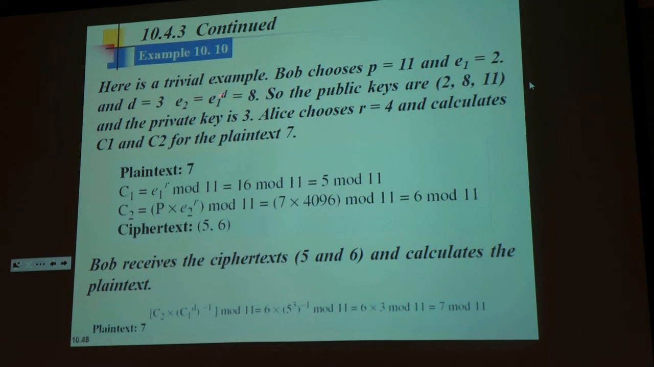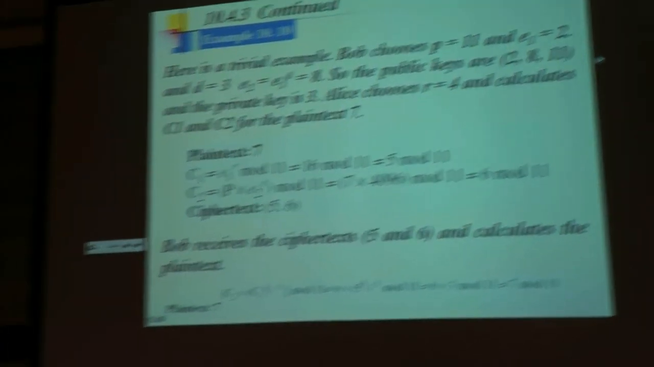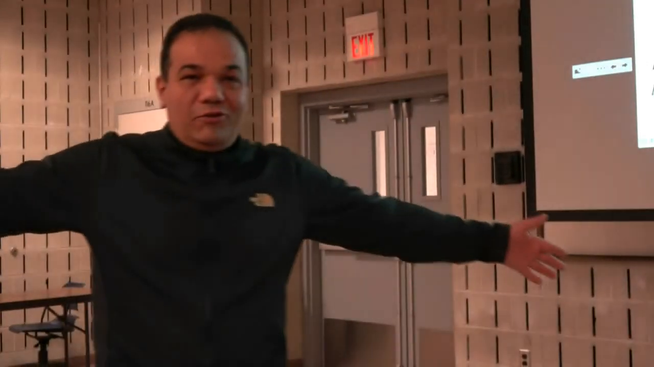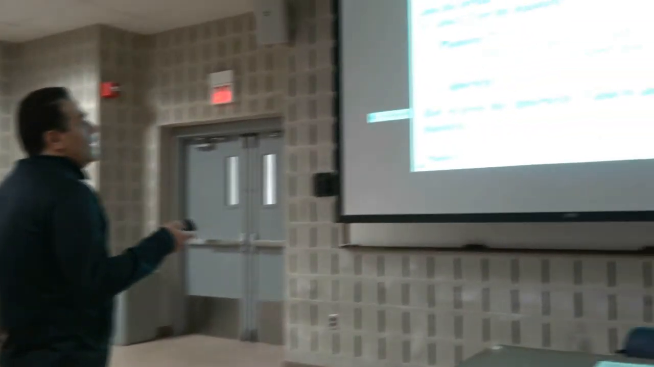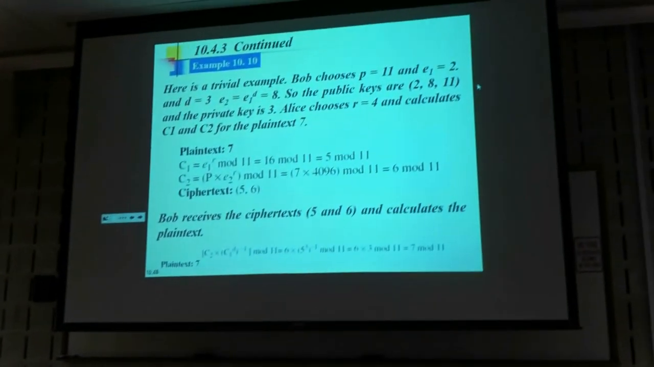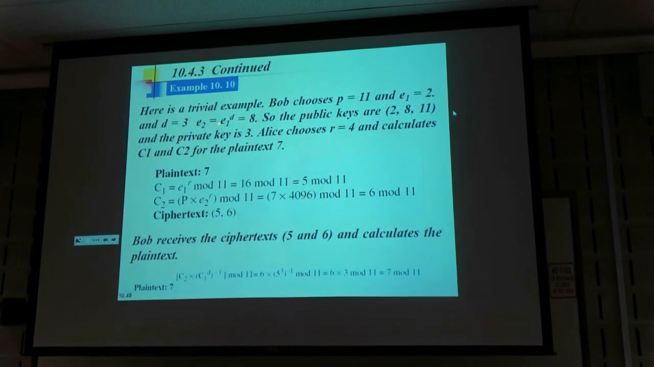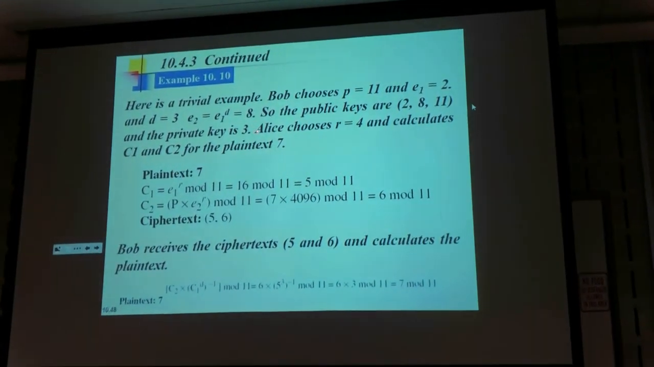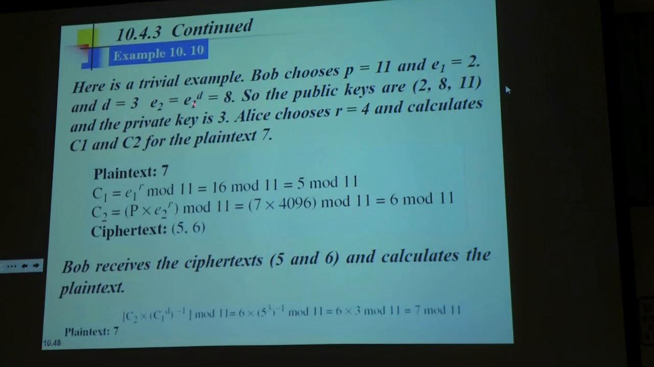Here is a trivial example. Bob chooses P equals 11. Remember, this is trivial. P is usually like 300 digits, right? And you don't choose it yourself. Who chooses for you? The program. E1 is 2, and D is 3. E2 equals E1 to the power D, which is 8, right? 2 to the power 3 equals 8.